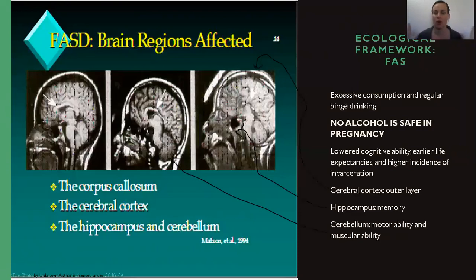So across the board, don't drink while you're pregnant, because it can lead to lower cognitive ability, an earlier life expectancy, so you'll pass away earlier in your lifespan, and a higher incidence of incarceration. I actually know this on a personal level. My husband's aunt and uncle are one of those people who have like 20 kids. They had 4 of their own, and then they have foster or adopted. I think they're like 16 now, and then they have 3 kids in their late adolescence who they're just guardians of. They have this amazing heart, and they love to foster and adopt.